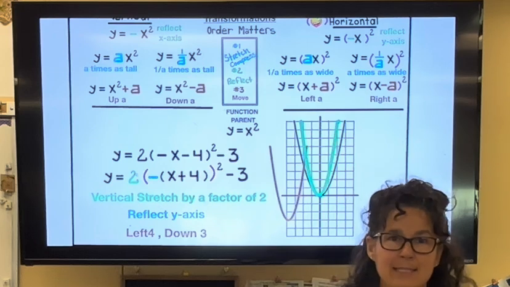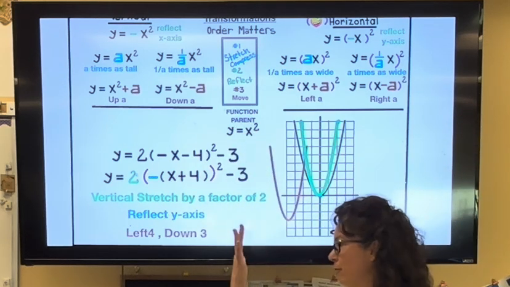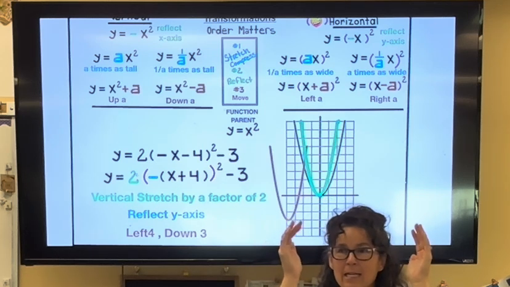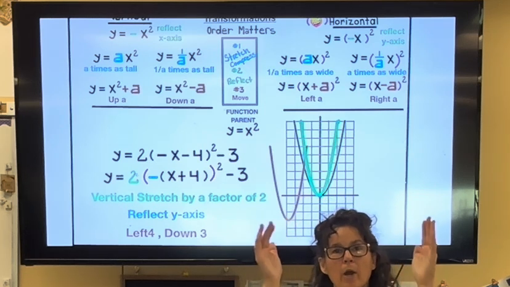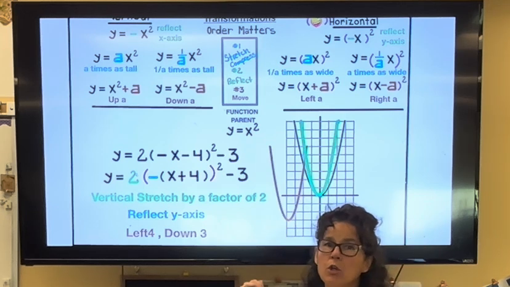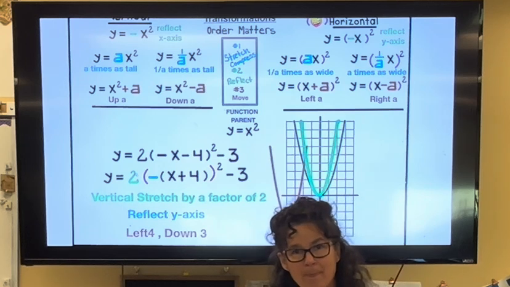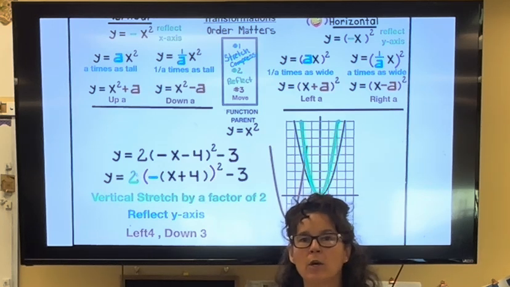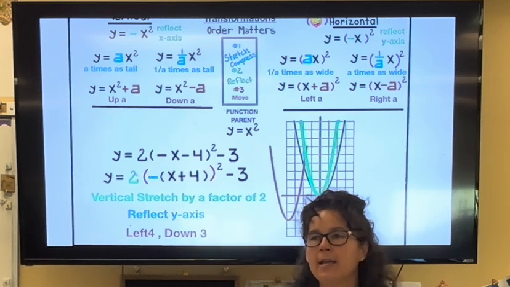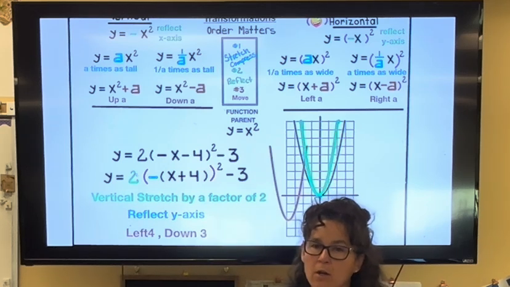And then last silly way besides stretch, then reflect, move about your day, is to remember when you're inside parentheses or square root or inside any kind of grouping symbols, you're going stir crazy. So if you're inside, it's going to be the opposite of what you think. If it's multiply by 2, it's half as wide. If it is adding 4, it's going to be left 4. All right.